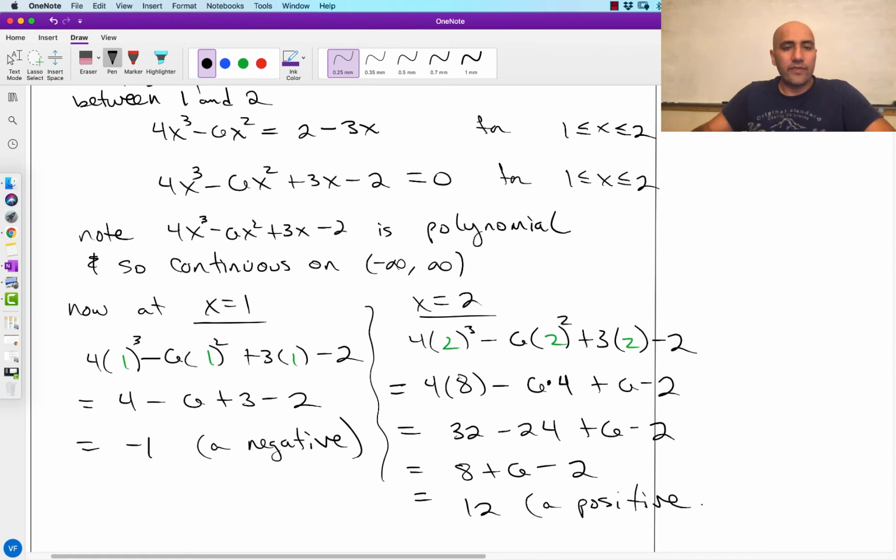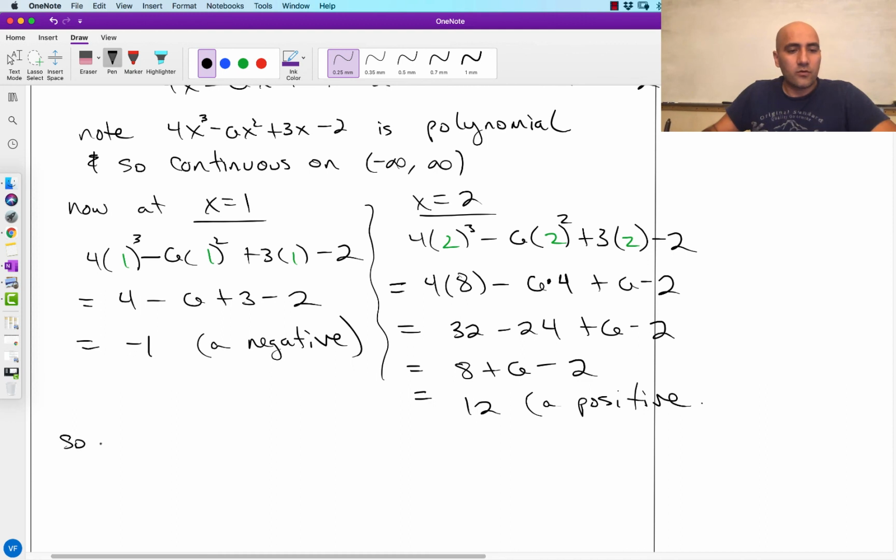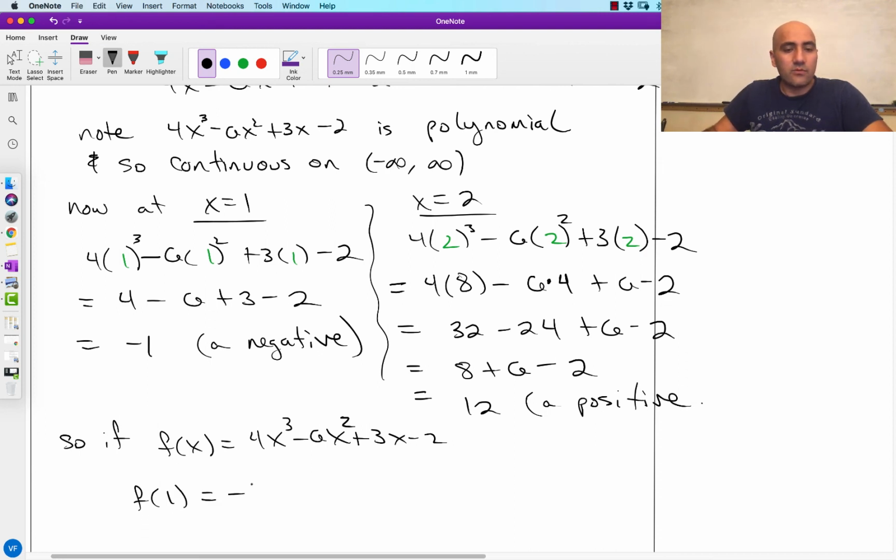So if we think of this as our function f of x, just to put it in function notation, f of x is equal to 4x cubed minus 6x squared plus 3x minus 2. This is a polynomial function. We know it's continuous on all real numbers. And in particular, we found that f of positive 1 equals negative 1, and f of positive 2 equals positive 12. So here's what we have so far. Let me attempt to begin to draw the graph.